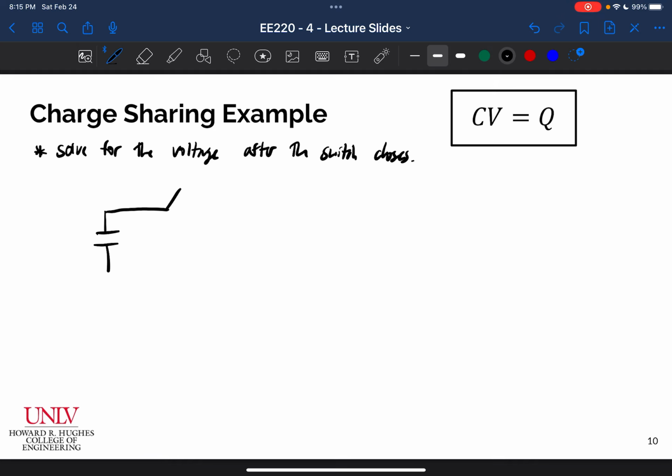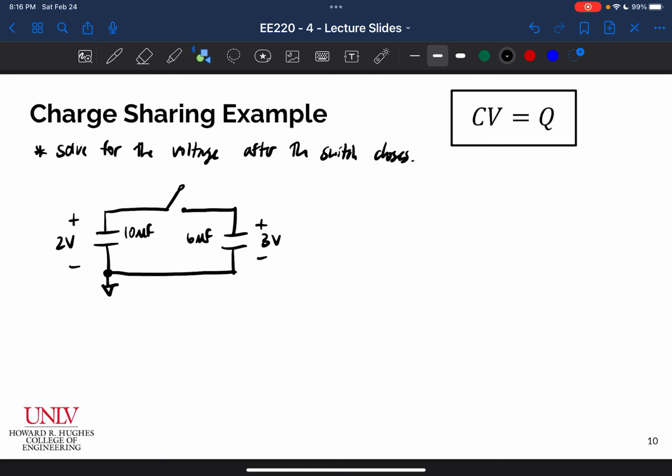You get a switch that's initially open, two capacitors connected to ground. Let's say that this one is 10 microfarads, and it's initially charged to 2 volts. And let's say that this one is 6 microfarads, and it's initially charged to 3 volts. Okay, so we want to determine what the voltage is on this node.